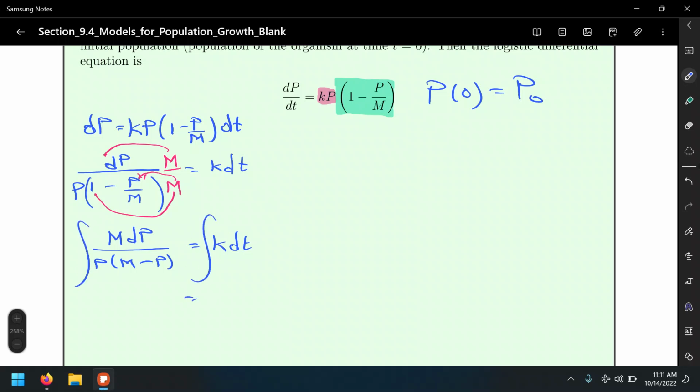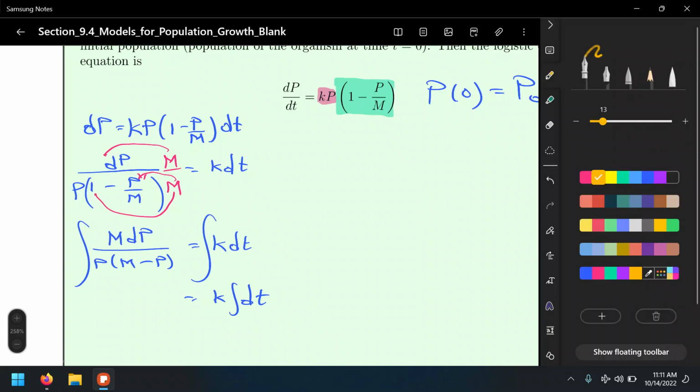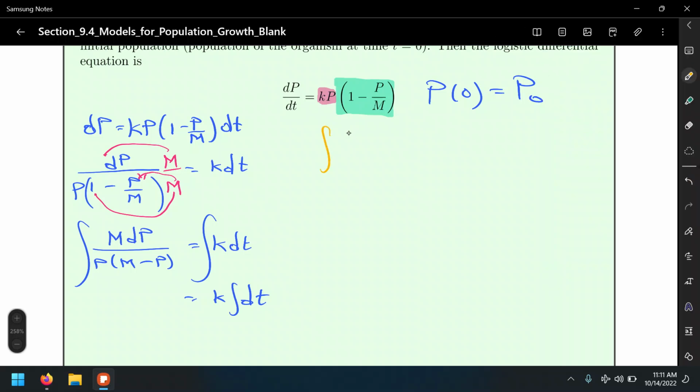Okay, the integral of k dt is simply k times the integral of dt. But we need to work on this one, and I'm going to take a side strip here, on this side. So let's see, the integral of m dp over p times m minus p equals, well, in this case, notice the dummy variable is p. It's not x like we did before, or even y, the different letters. So in this case, it's p.